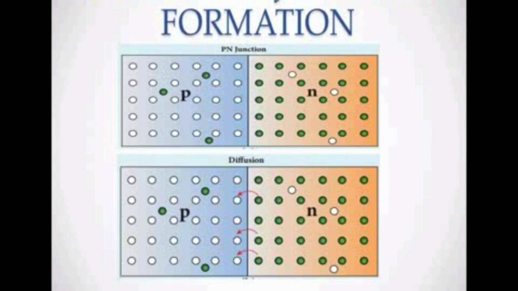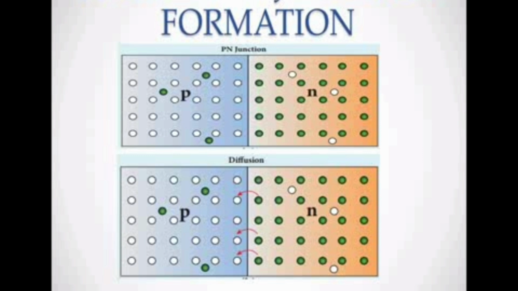Diode means di, two, and ode, electrode: there are two electrodes, positive and negative. That's called a diode. Here we are only going to see PN junction diodes. Before that, we need to understand PN junction formation.